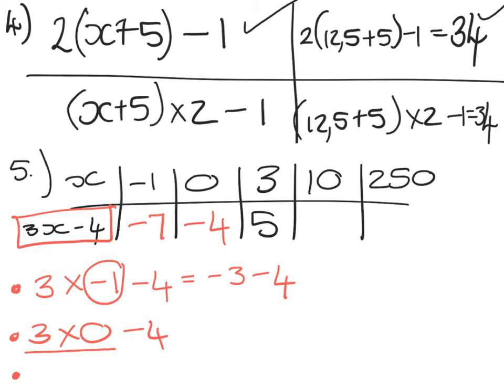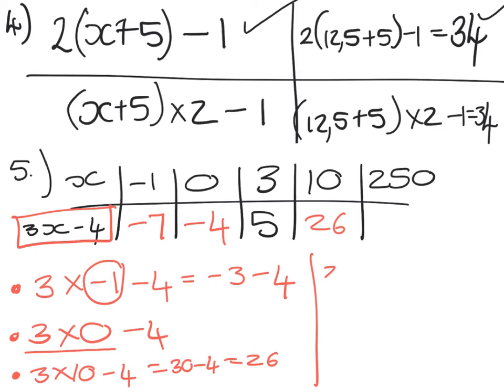If I go to 10, 3 times 10 minus 4, that's 30 minus 4. 26. And lastly, 250. So I need to do 3 times 250 is 750, and from there I must still subtract 4.